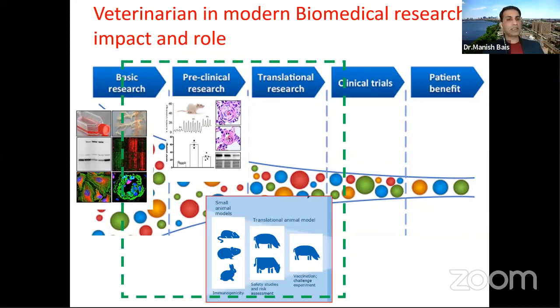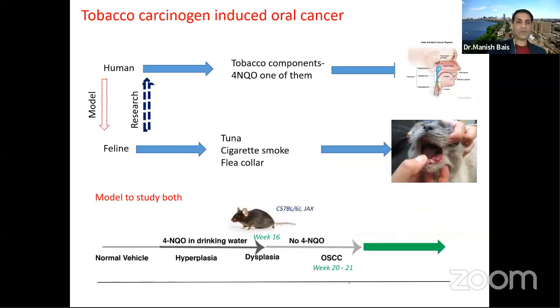Most of my colleagues and friends, a lot of different people, are already in research and doing a very wonderful job. To give an example, in humans oral cancer develops with the tobacco component called 4-NQO, and betel nut, chewing tobacco, and smoking all lead to oral cancer. If you take the example of the feline model, cats exposed to tuna, cigarette smoke, or flea collars develop oral squamous cell carcinoma. So the knowledge from human patients we can use in cat patients, and we can test drugs used in humans in felines.